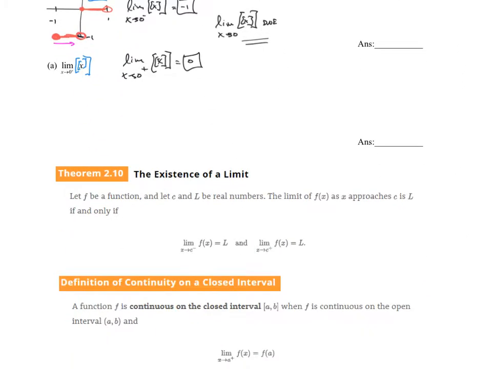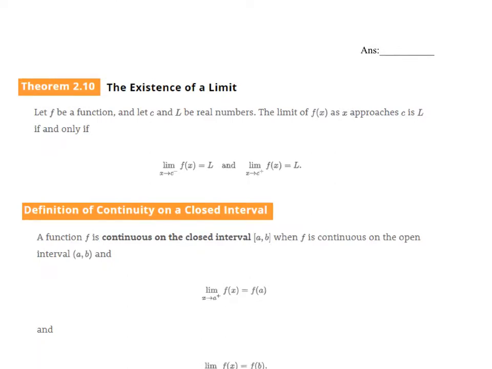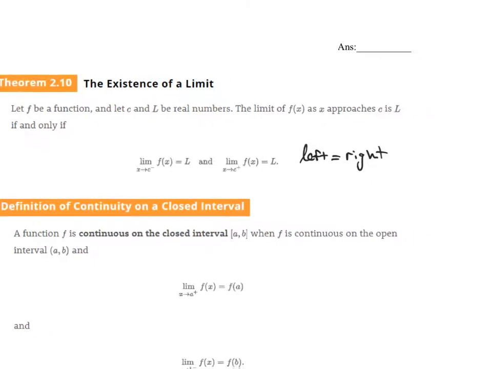Okay. Let's go on to theorem 2.10. It says the existence of a limit. Let f be a function and let c and L be real numbers. The limit of f of x as x approaches c is L if and only if the limit as x approaches c from the left of f of x equals L and the limit as x approaches c from the right of f of x equals L. That is something that we already know. This is something we already talked about. The left must equal the right, and if the left equals the right, the limit exists.